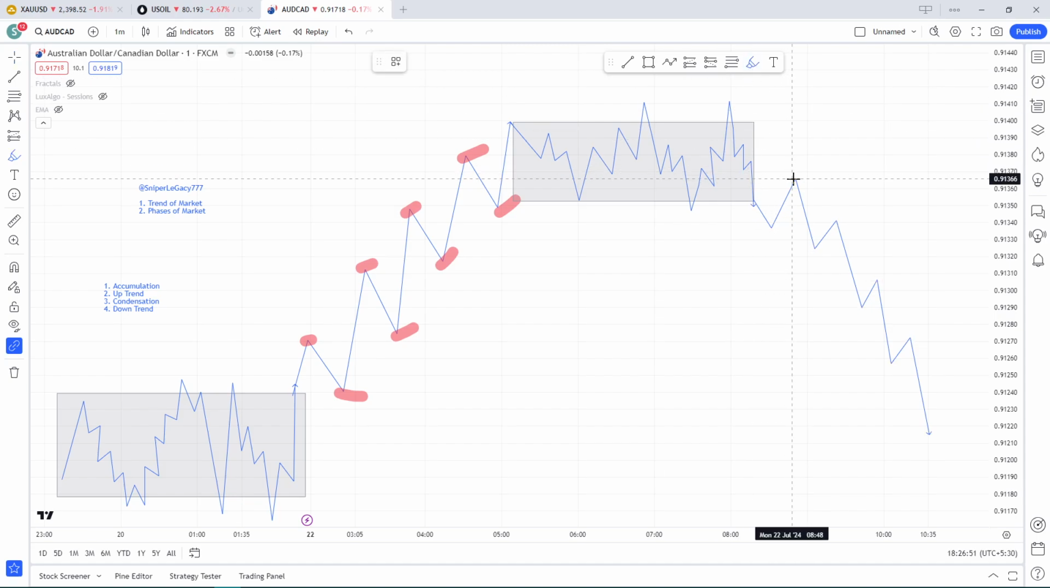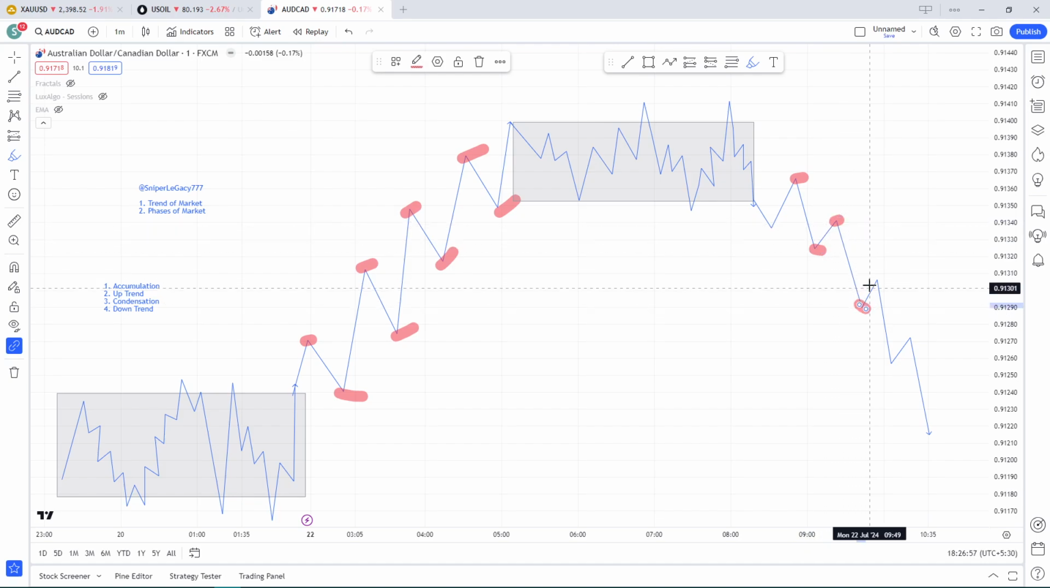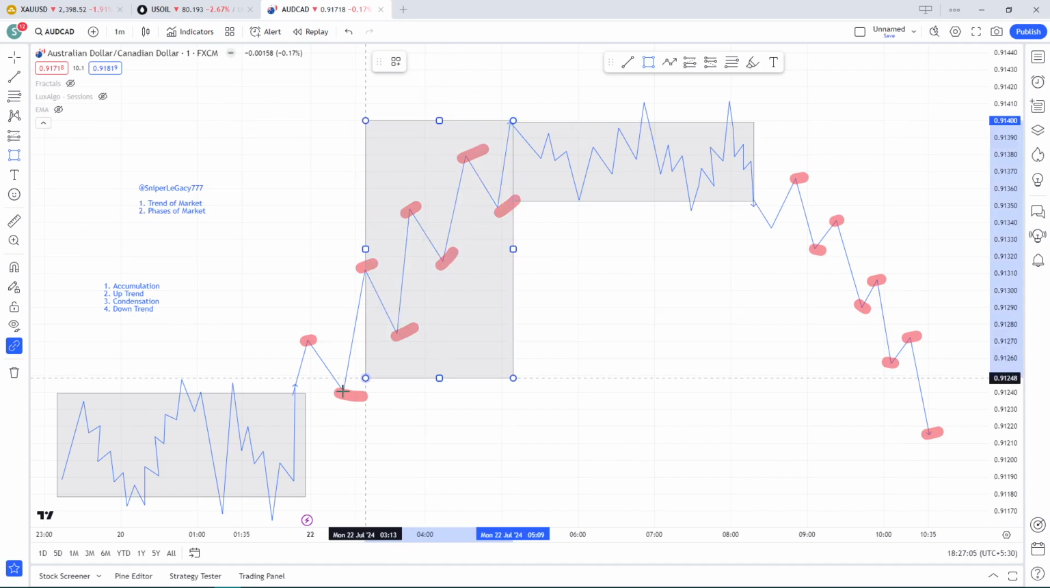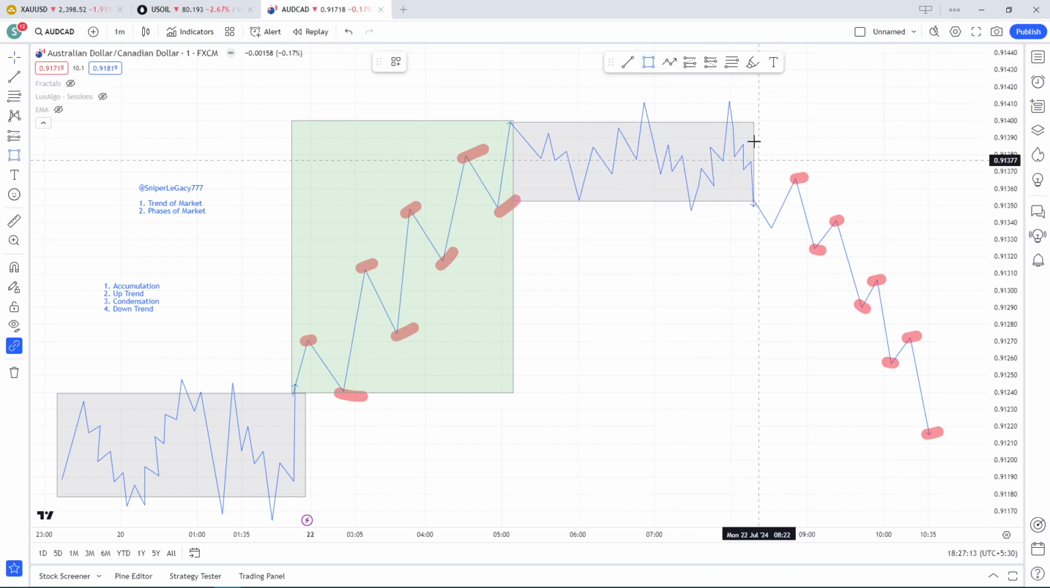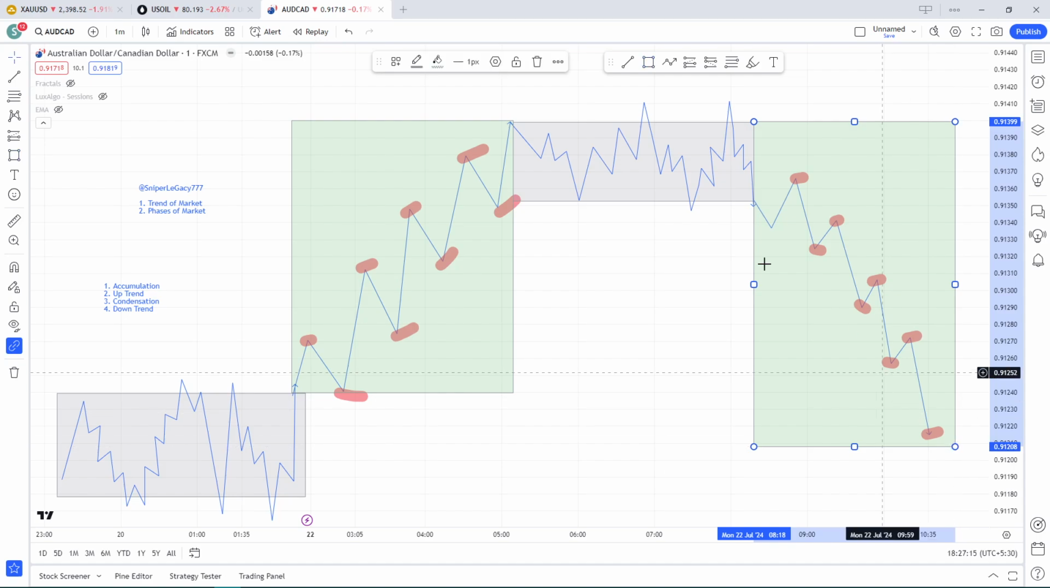Okay, what do we have in a downtrend? Lower high, lower low, lower high, lower low, lower high, lower low. Okay, so these are the four phases of the market. Maybe the uptrend I want to mark in green because uptrend is always considered green, and the downtrend I want to mark in red because we have big red candles, and condensation and accumulation I have marked in gray, just visually so that you guys can recognize. You can screenshot this and use it for future reference.